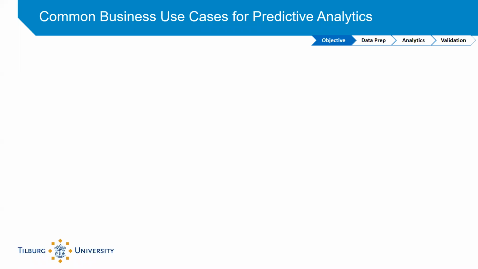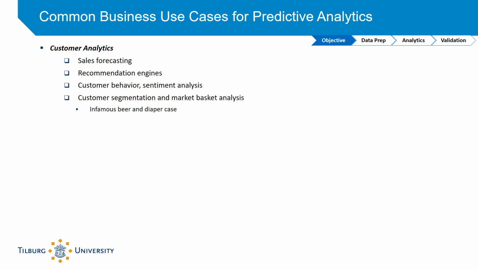There are some common business use cases for predictive analytics. These can be generally grouped into 3. The first group comes from customer analytics, where predictive analytics is used for sales forecasting, for building recommendation engines, for understanding customer behavior and their sentiment, for figuring out customer segmentation and market baskets.